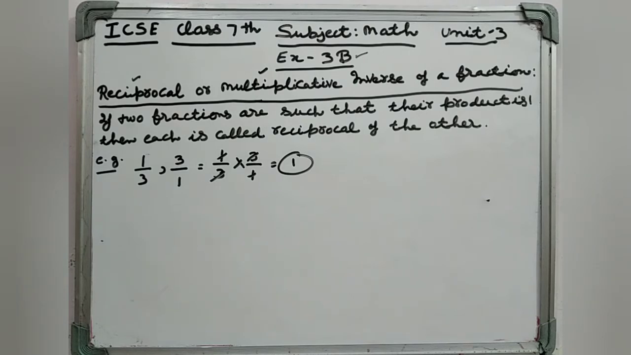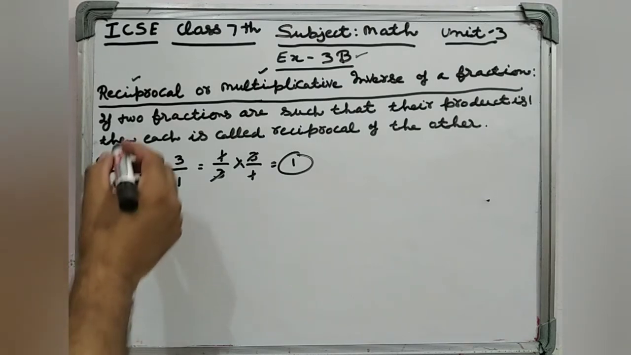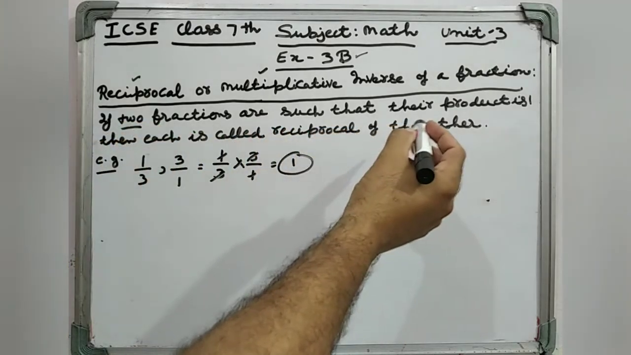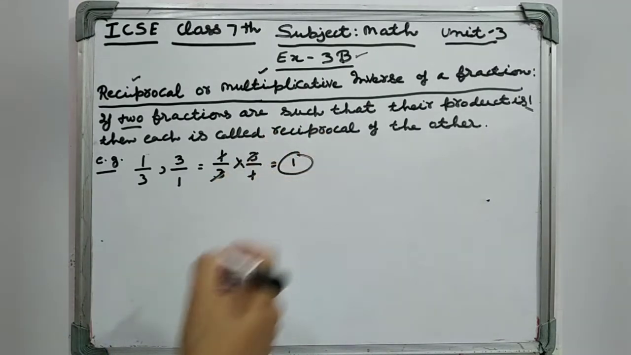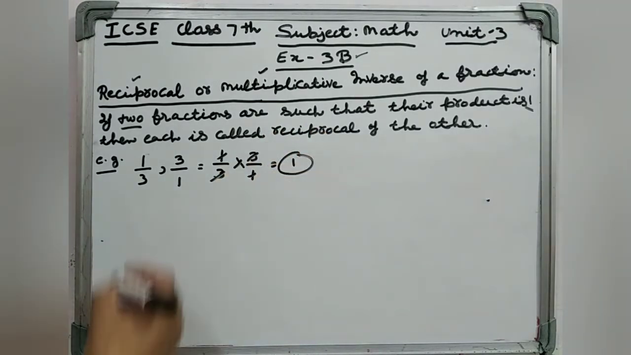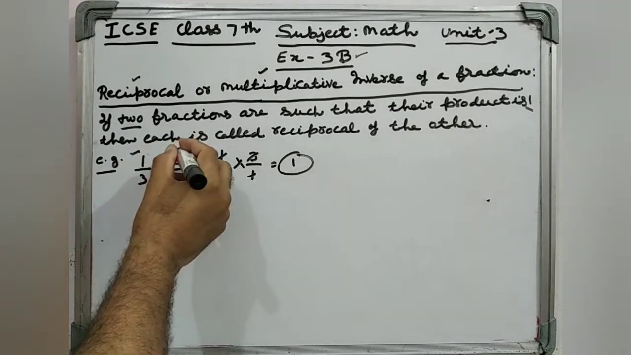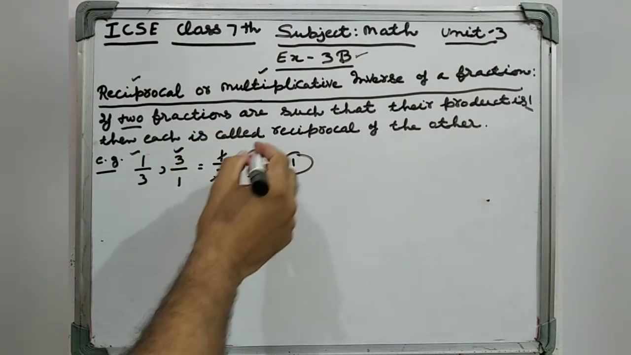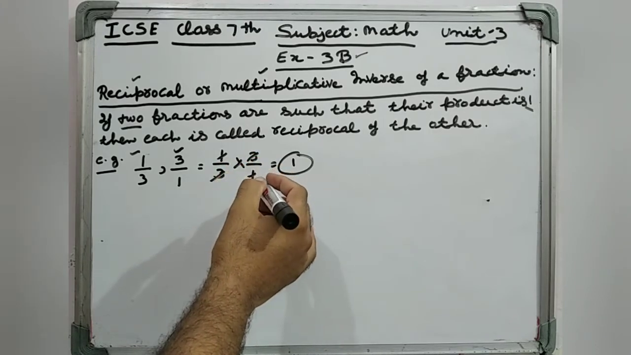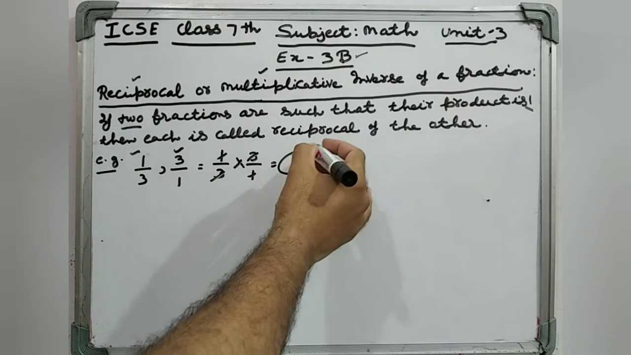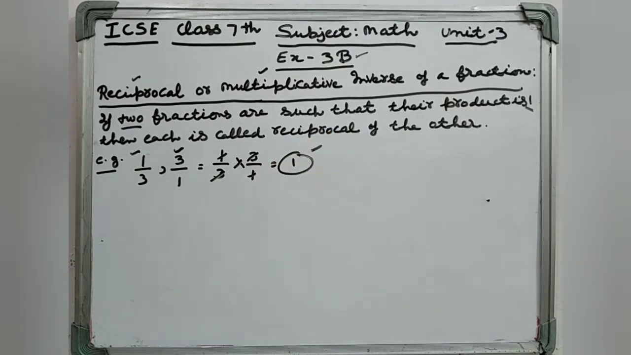Then what is multiplicative inverse or reciprocal? If two fractions are such that their product is 1, only 1, then each is called reciprocal of the other. For example, if we take two fractions 1 by 3 and 3 by 1, if we multiply them, their result is 1. This is called reciprocal or multiplicative inverse of a fraction.